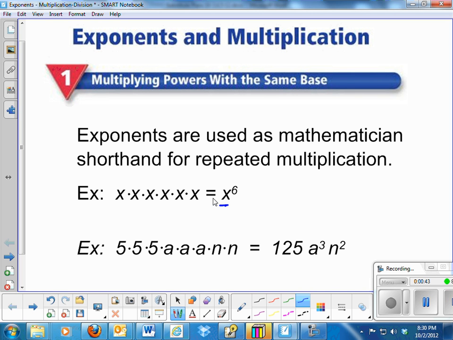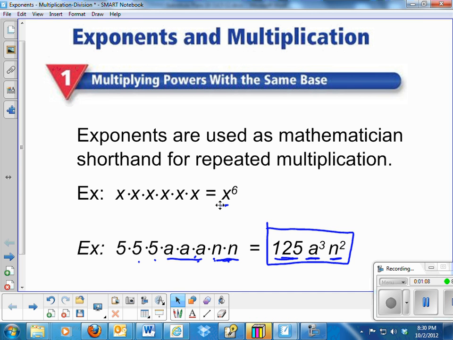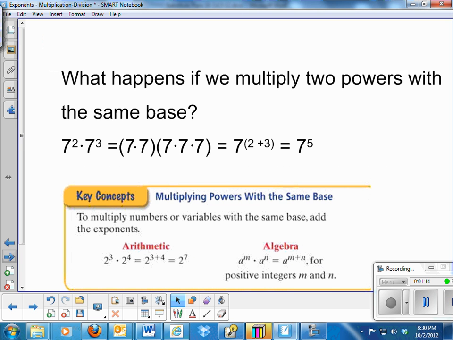Our next example, we have 5 times 5 times 5, a times a times a times n times n. Well, 5 times 5 times 5 is 125. We have 3 a's that are all being multiplied together, so that's a cubed, and we have 2 n's being multiplied together, so that's n squared. So the simplification is 125 a cubed n squared. That's just a review of yesterday.